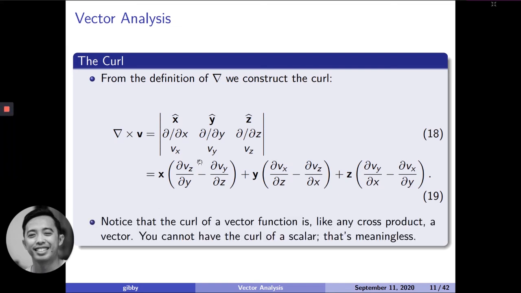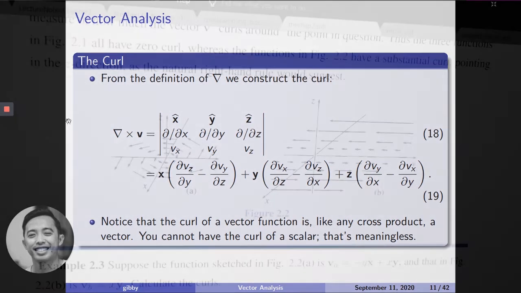So notice that its output is also a vector. The curl of a vector is also another vector. So notice that the curl of a vector function, like any cross product, is a vector. So you cannot have the curl of a scalar. Again, that's meaningless. So we have one example for the curl.